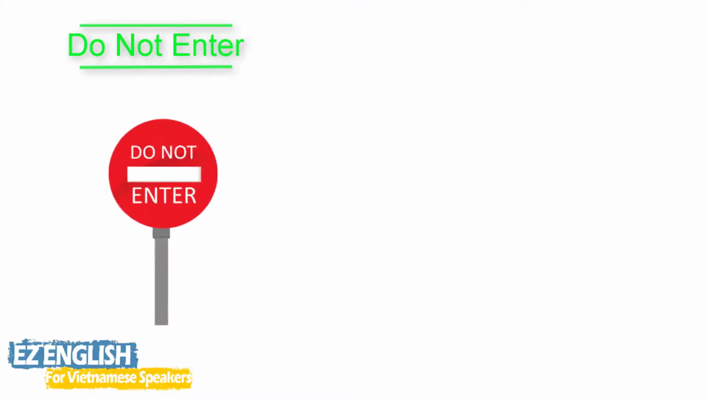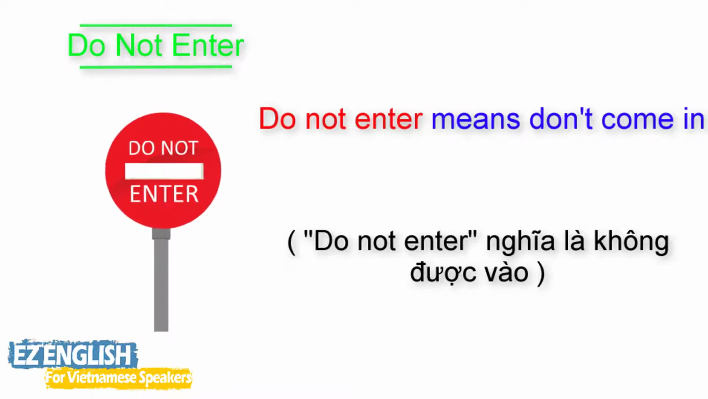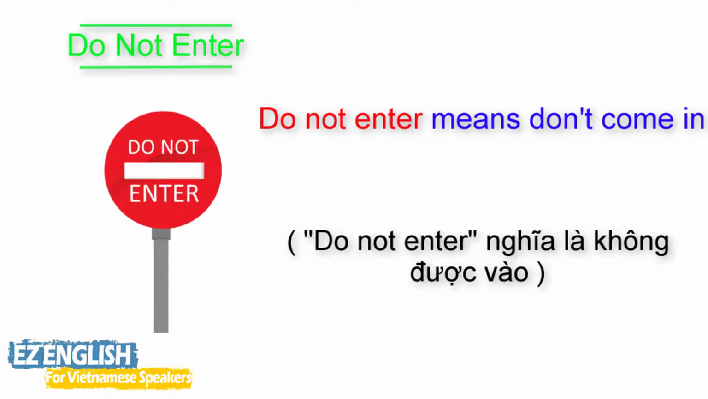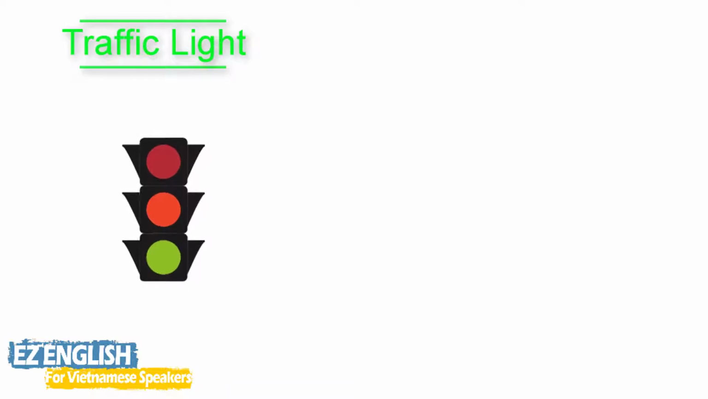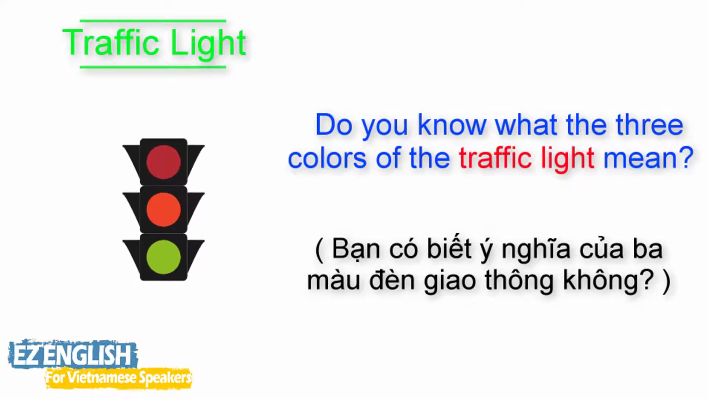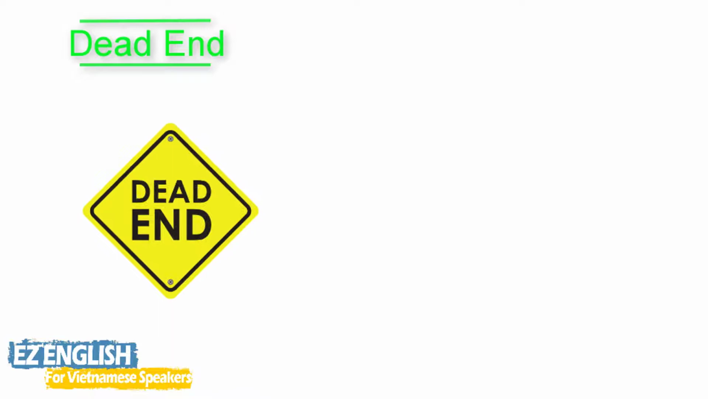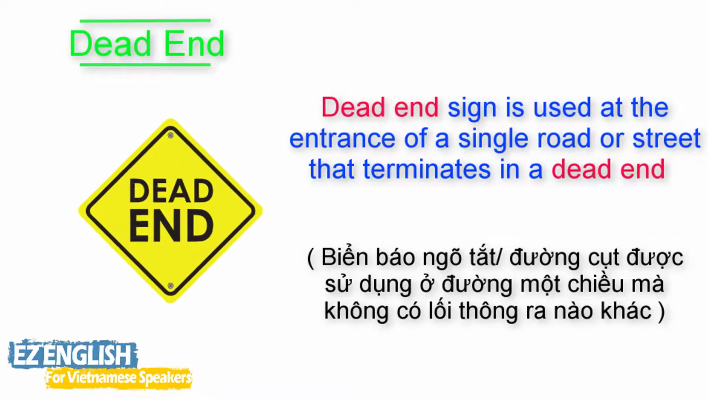Do not enter. Do not enter means don't come in. Traffic light. Do you know what the three colors of the traffic light mean? Dead end. Dead end sign is used at the entrance of a single road or street that terminates in a dead end.